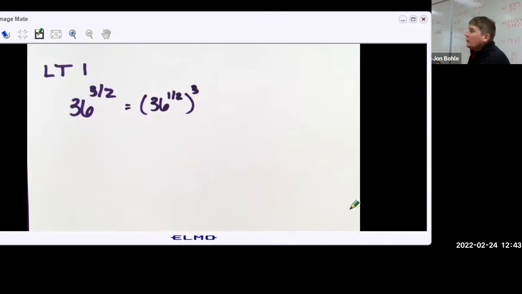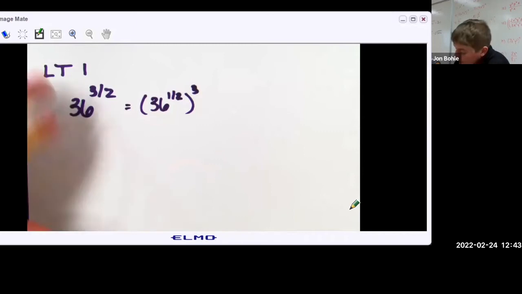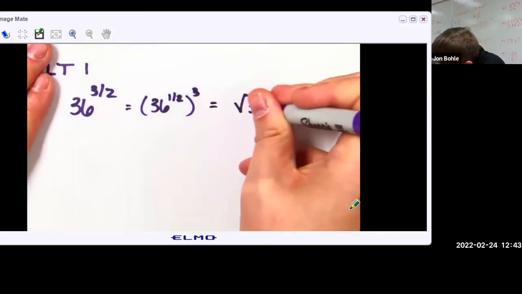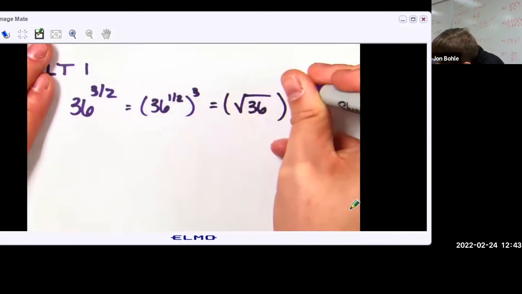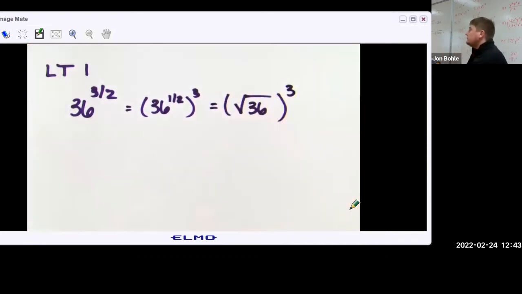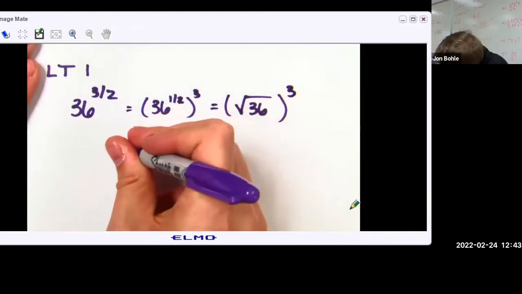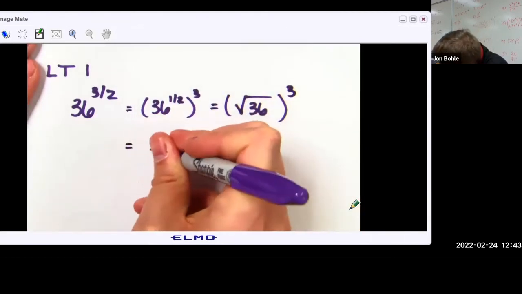What do we know about the 1/2 power? It's the same as the square root. So if I had the 1/3 power, it'd be the 3rd root. So this is the same as the square root of 36, to the 3rd power. And what do we know about the square root of 36? It is 6. But I'm taking an even root, so that means it's plus or minus 6.